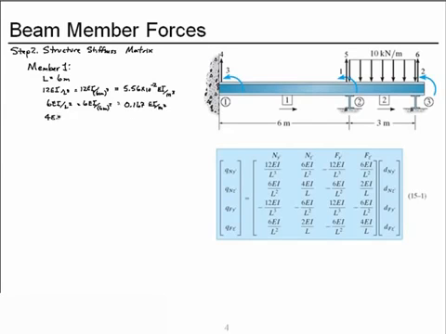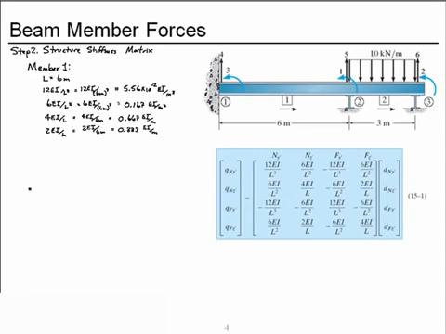4 EI over L will give us 0.667 EI over meters, and then 2 EI over L will give us 0.333 EI per meter.